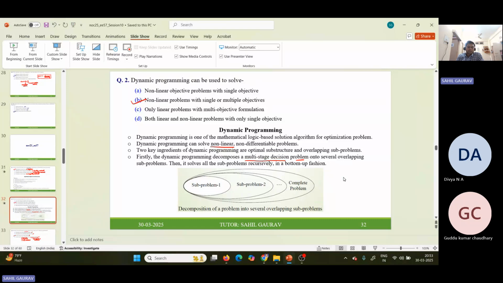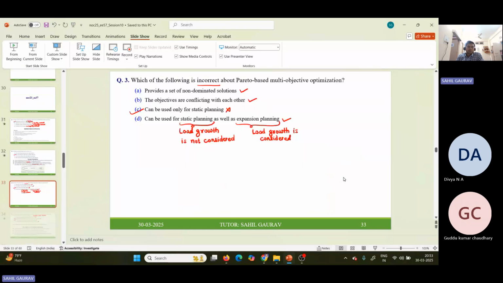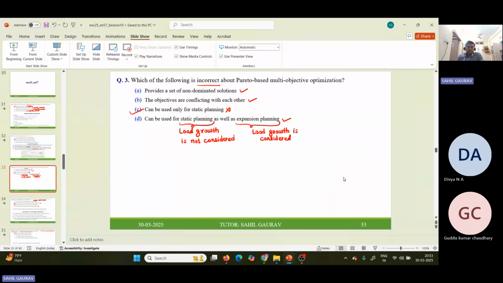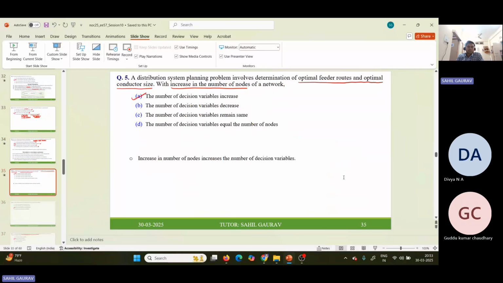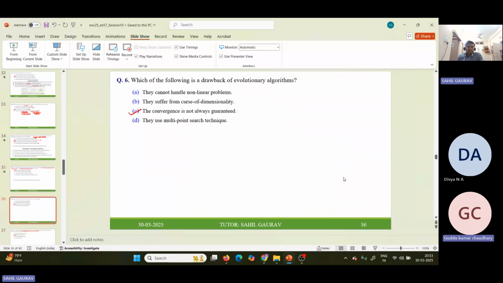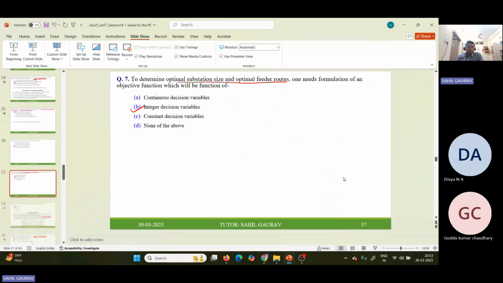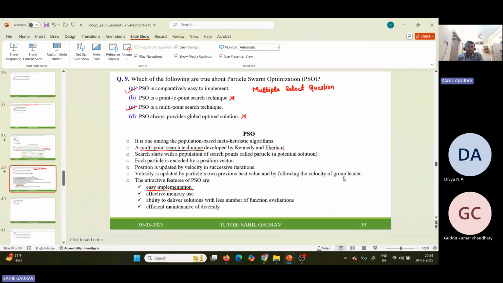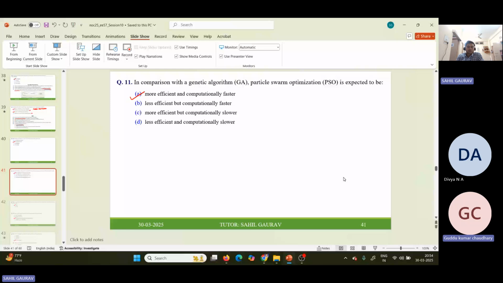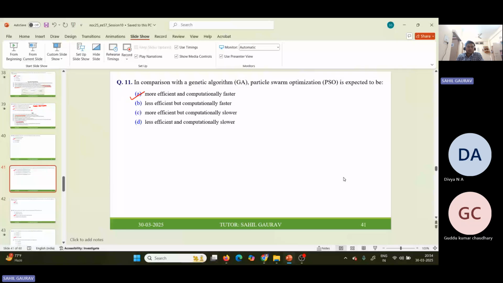So these are about dynamic programming and then Pareto-based multi-objective optimization. If there is something new, I will tell you. Otherwise, quickly go through these questions. This type of question was also asked in the previous year, 2023, not in 2024, which we have discussed. You can go through 2023.